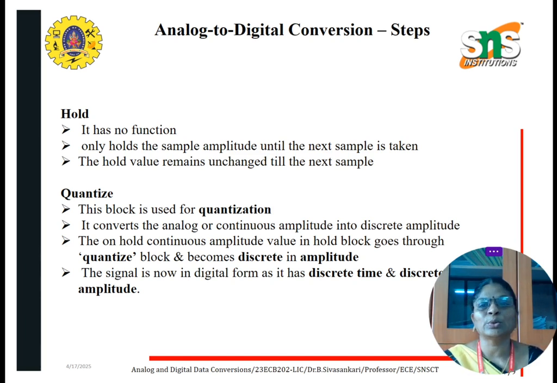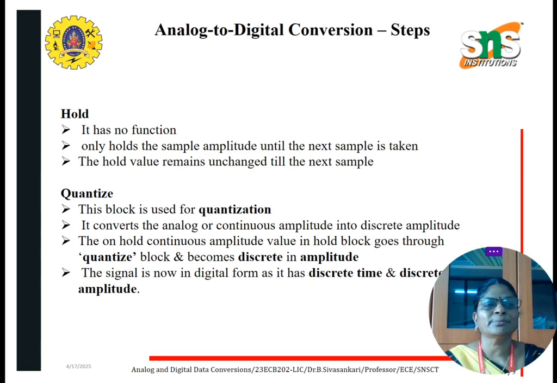The next block is hold. It has no other function; it just holds the sample amplitude until the next sample is taken. The hold value remains unchanged till the next sample. The next block is quantize. This block is used for quantization. It converts the analog or continuous amplitude into a discrete amplitude. So the signal is now in digital form, as it has discrete time and discrete amplitude.